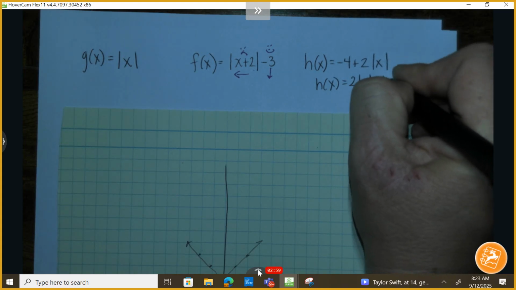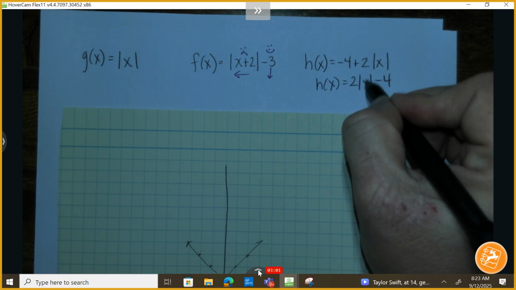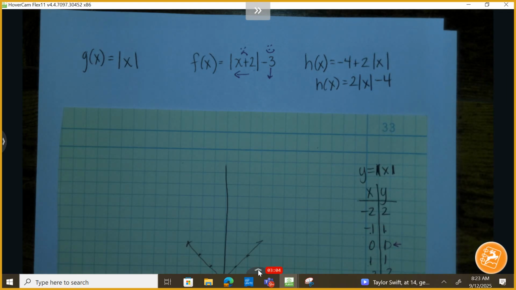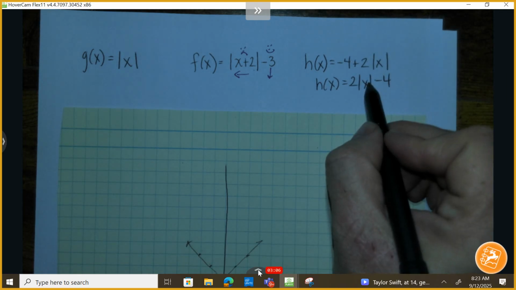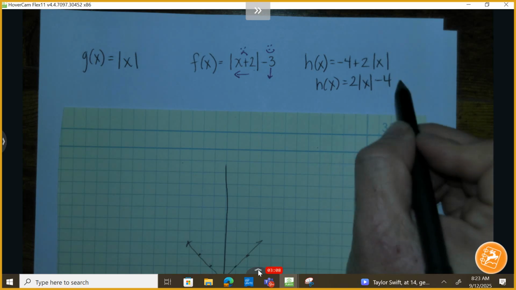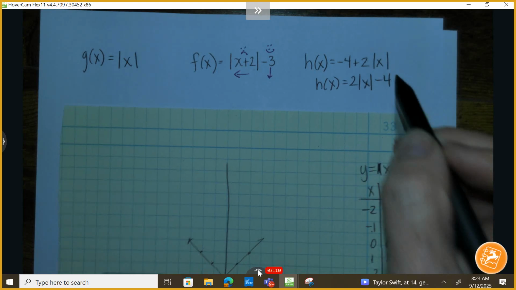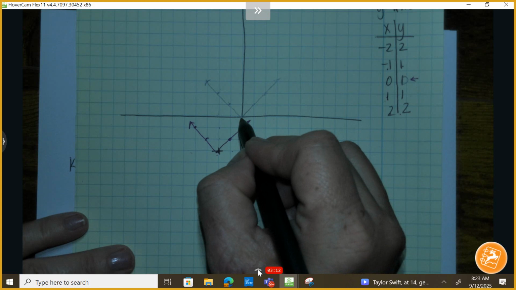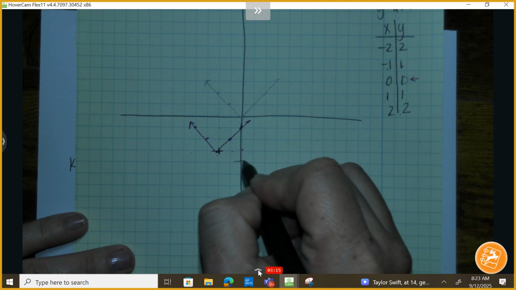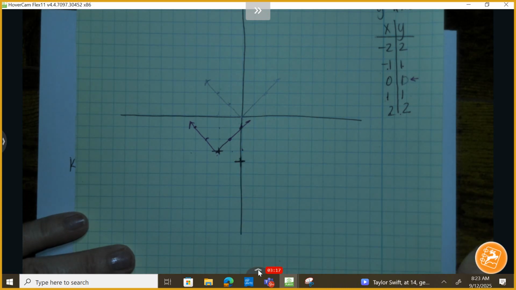So if you wanted to, you could rewrite it with a +2 in front of the absolute value and a -4 in back. So when you don't see a value inside, it means we're not going to shift to the left or right. In this case, we're only going to shift down 4. So on the same graph, I'm going to shift down 4. 1, 2, 3, 4.